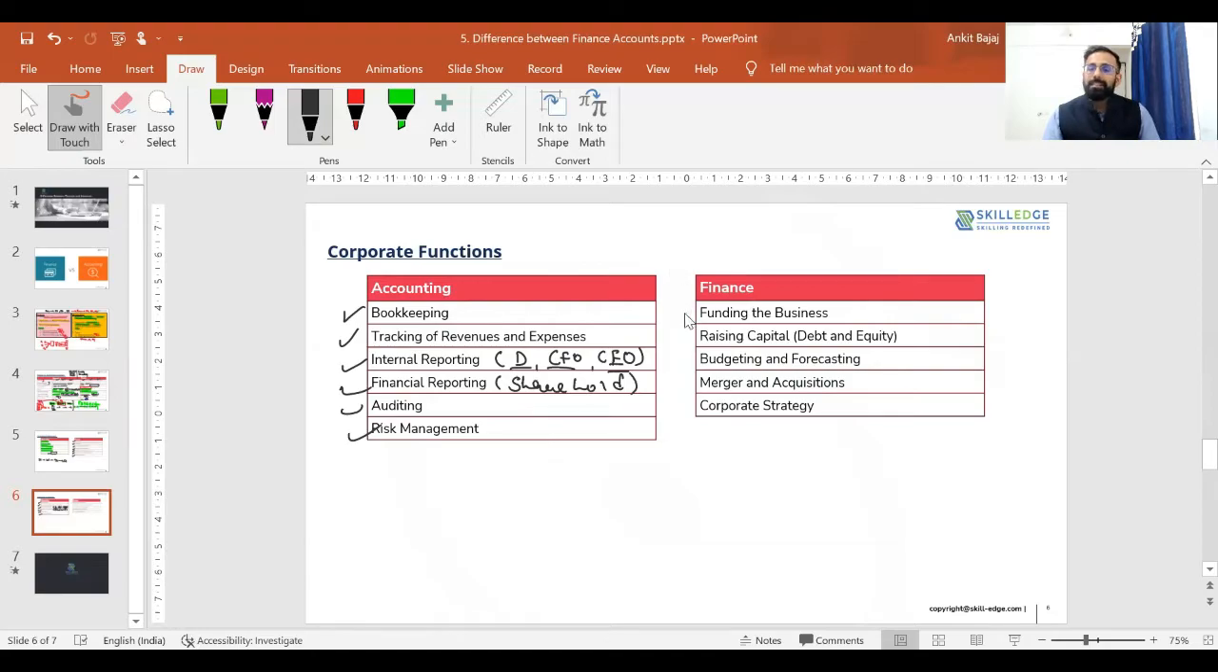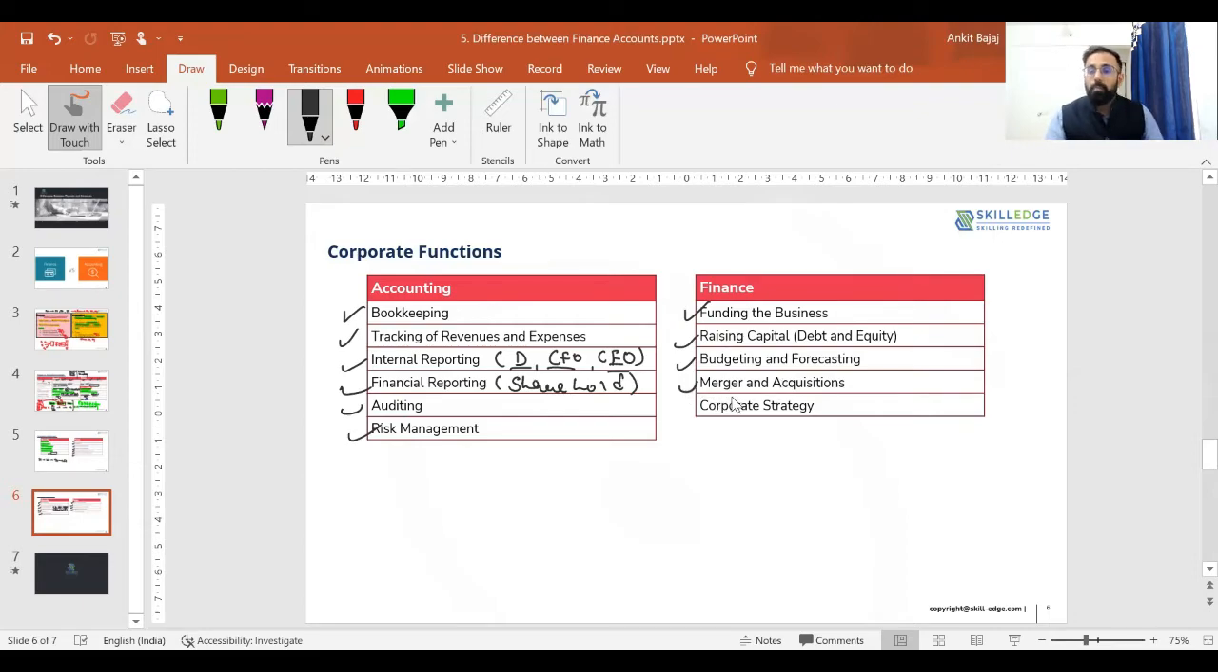If I talk about finance, funding the business means you will arrange funds for the business. Raising capital: you will raise capital on behalf of the company. Budgeting and forecasting: you have to do forecasting, you have to allocate the funds properly. This is going to be your function.